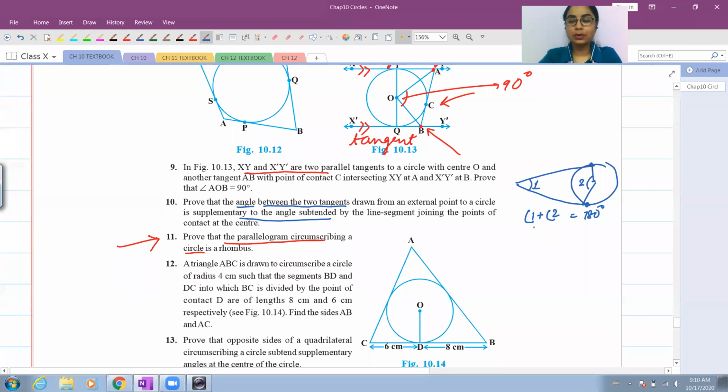Rhythm, can you answer how will we prove angle 1 plus angle 2 equals to 180 degrees? No, ma'am. Anyone else?